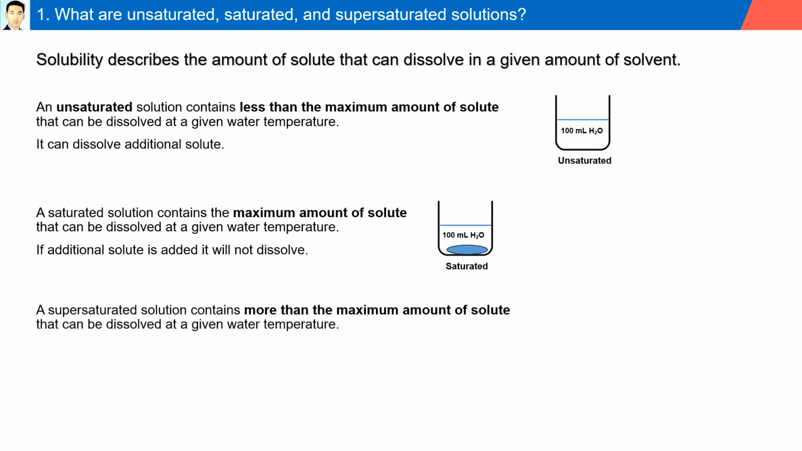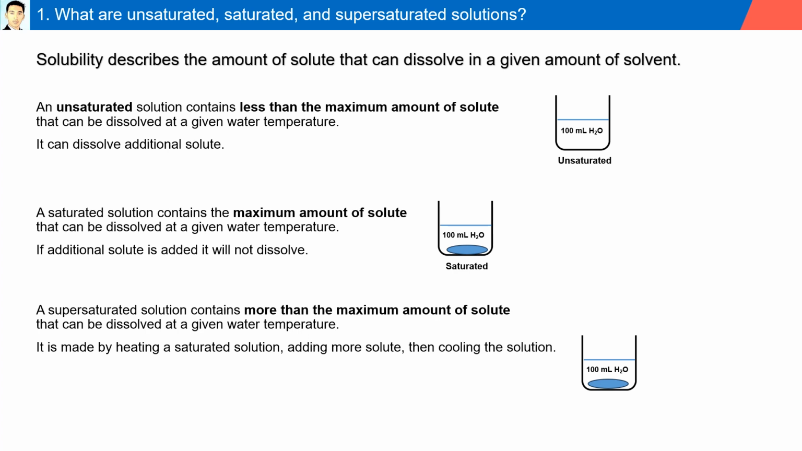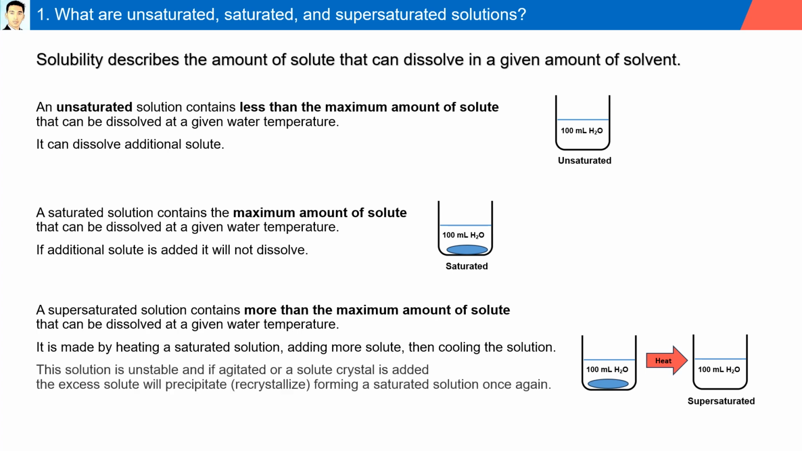A supersaturated solution contains more than the maximum amount of solute that can be dissolved at a given water temperature. It is made by heating a saturated solution, adding more solute, then cooling the solution. This solution is unstable, and if agitated or a solute crystal is added, the excess solute will precipitate, which is to recrystallize, forming a saturated solution once again.